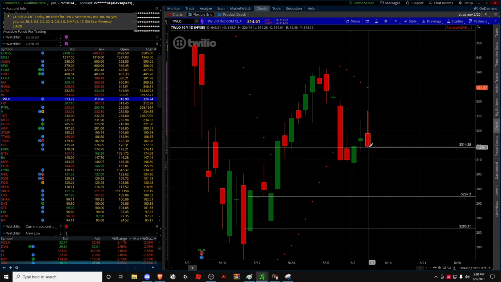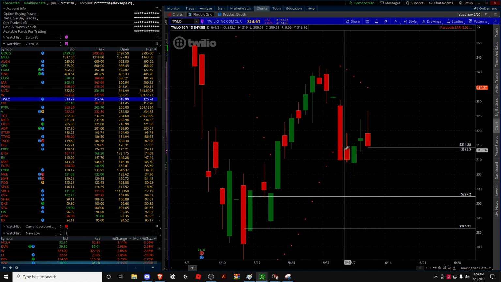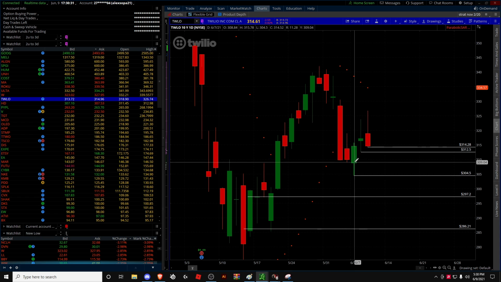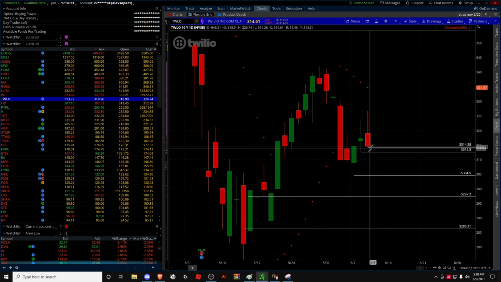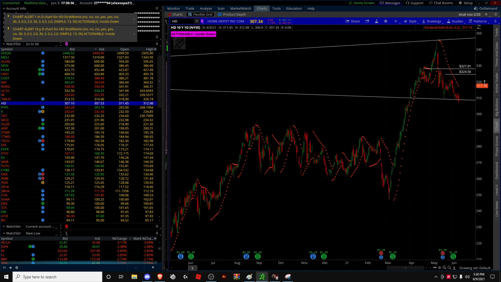You see TWLO, slow, little small magnitude on that right there. We can see this is the weekly open. So potentially could come back through here. Look for something a little better though.